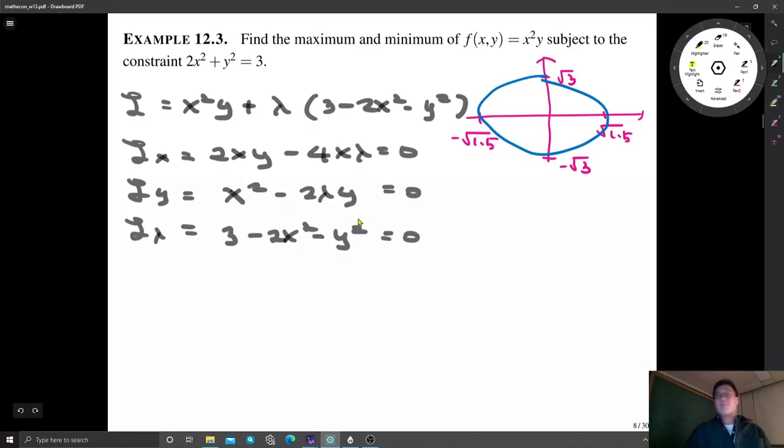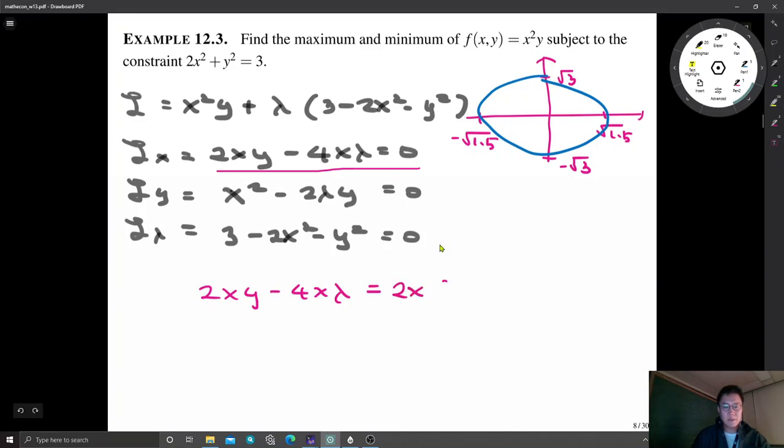And the problem is there's no standard way to solve this equation. This is not a linear equation, so we can't adopt linear algebra to solve it, right? So it depends on case by case. For this system, let me first solve the first one. The first equation tells me 2xy minus 4x lambda. I can see common factors here, so factoring out 2x, we'll be left with y minus 2 lambda, and that is equal to 0.